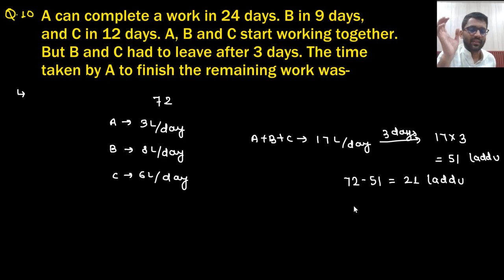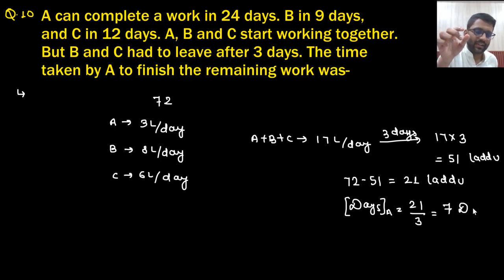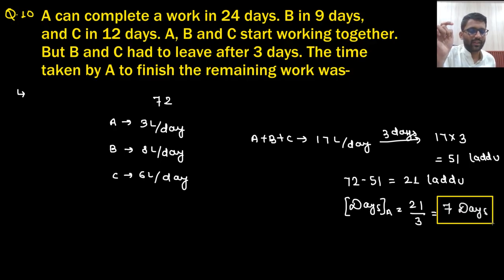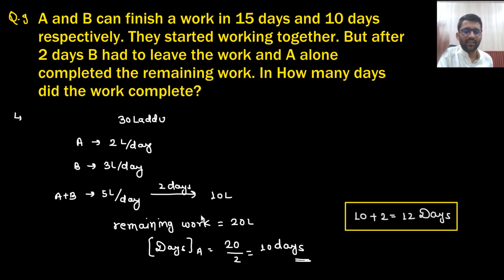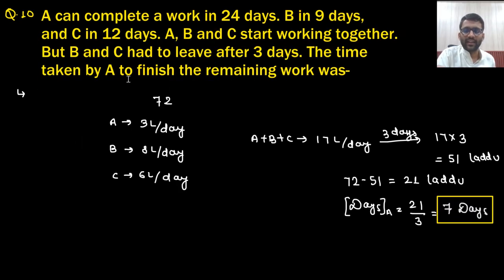The time taken by A. So only A will do the work. A is eating 3 laddu per day. 21 by 3, that means 7 days it will take. So the time taken by A to finish the remaining work is what they are asking, that is 7 days. In the last problem they were asking the total days. Here only the remaining work, so the answer is 7 days.